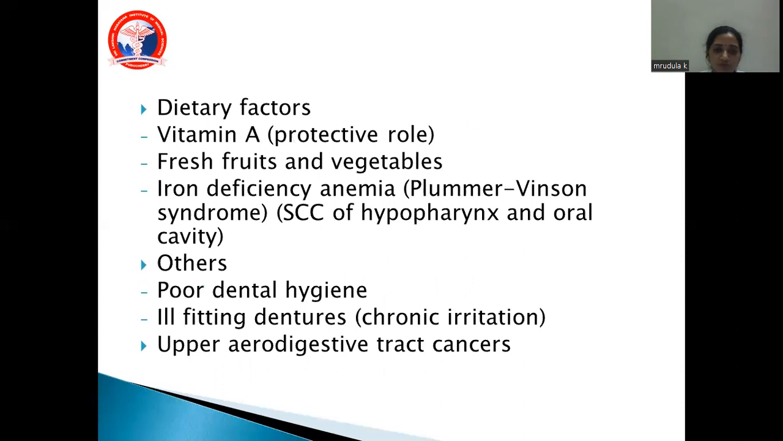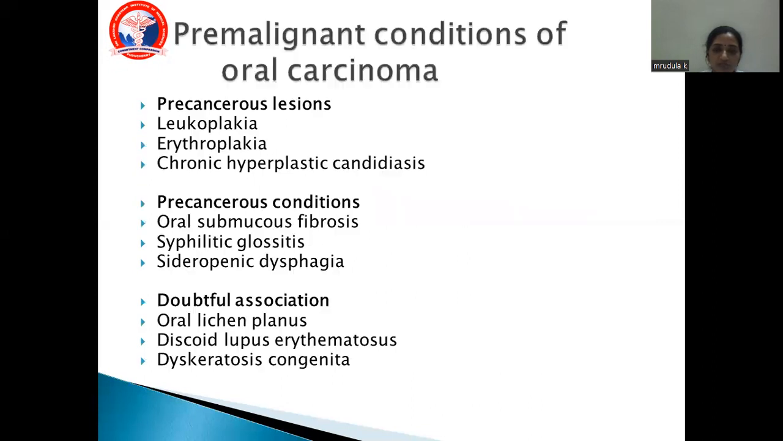Dietary factors which lead to oral cancers are iron deficiency anemia, and those which are protective are vitamin A, fresh fruits and vegetables. Iron deficiency anemia may lead to squamous cell carcinoma of the hypopharynx and oral cavity. Other conditions like poor dental hygiene, ill-fitting dentures causing chronic irritation, and upper digestive tract cancers are some of the other etiological factors for development of carcinoma tongue.